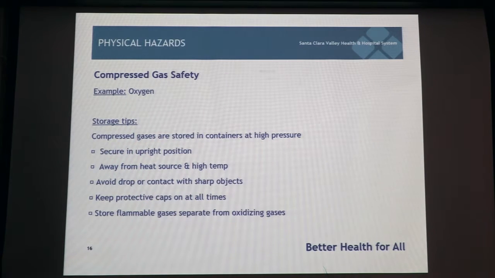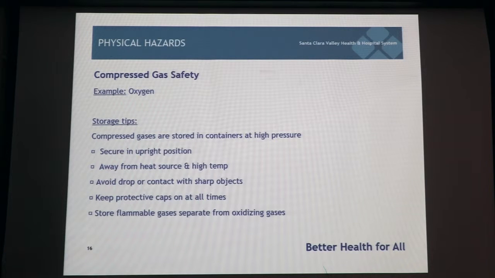Compressed gas. Compressed gases are stored in containers at high pressure. They must always be secured in an upright position, usually in a rack, away from heat sources and high temperature. Avoid dropping them or contact with sharp objects. Keep caps on at all times. Store flammable gases separate from oxidizing gases.